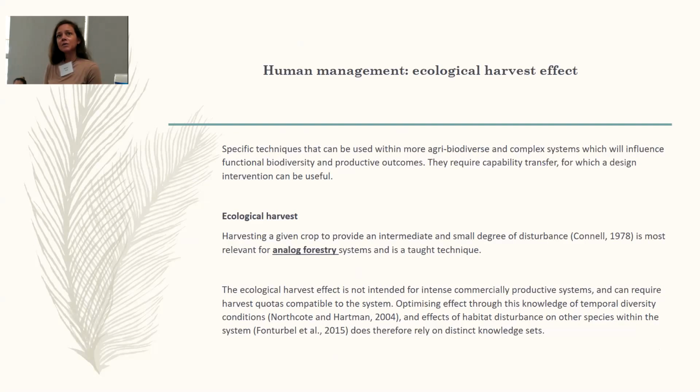So the next one specific to human management is the ecological harvest, which, as I said, is actually taught through the analog forestry system. It's about intentionally creating a disturbance in the system to promote productivity, but also, clearly, not over harvesting. So it's an essential balance that's promoted. You can harvest for commercial production, but you're not over harvesting, and you're not disrupting the system too much. And if you do disrupt it, you're disrupting it in a positive way to promote production.